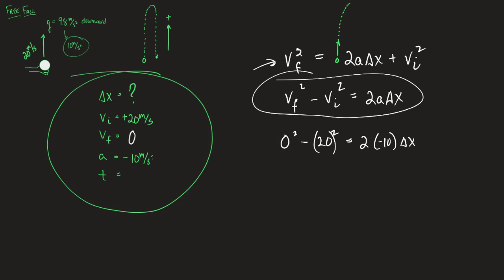So 20. My answer is clearly positive. So pay attention to sign when you do this. Make sure you understand what a positive answer means. It means that it goes 20 meters upwards into the air. And that's when it reaches its maximum height.